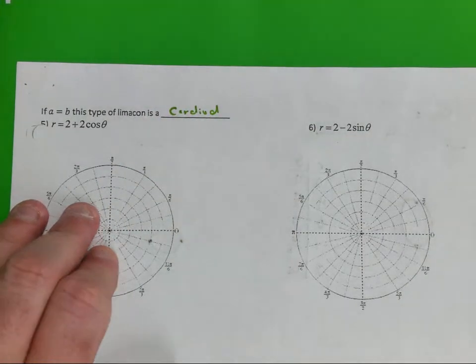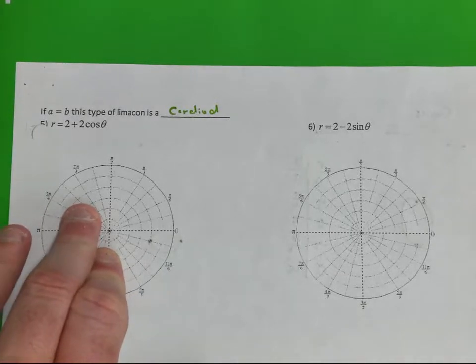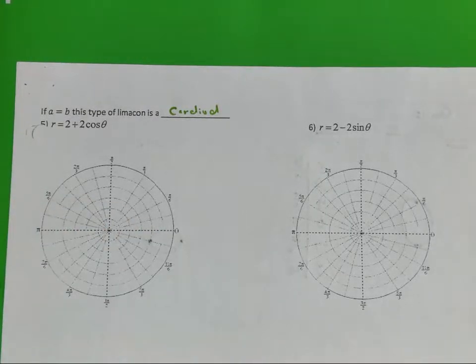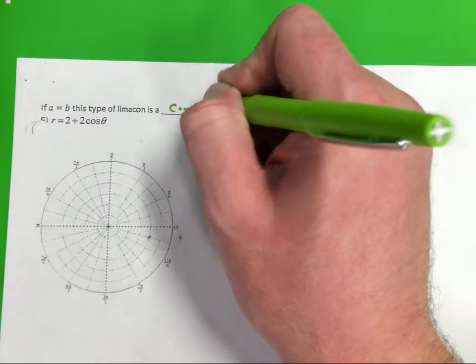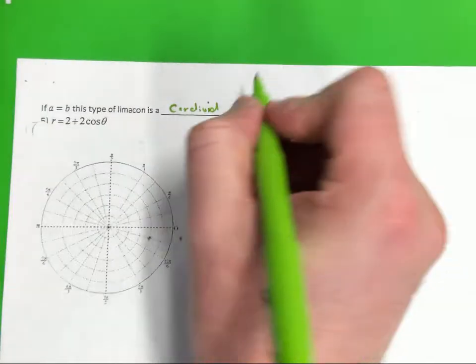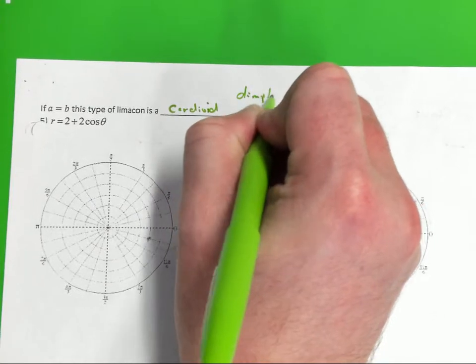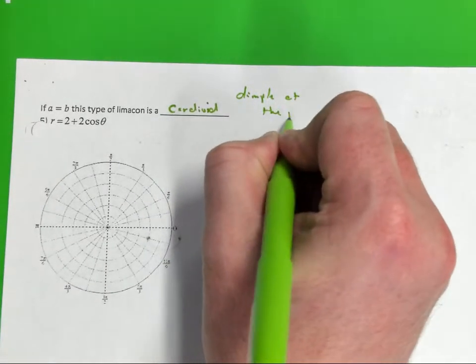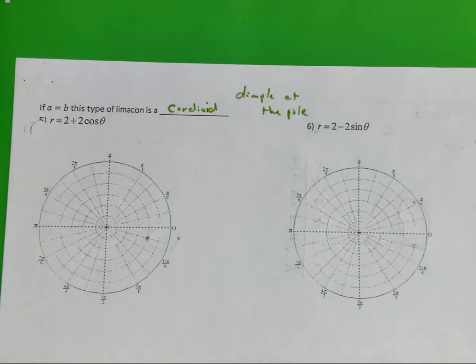Make sure I spelled that correctly. Cardioid. I left an I out. And what does that mean? That means it's going to have a dimple at the pole. Dimple at the pole. So cardioid is a dimple at the pole.